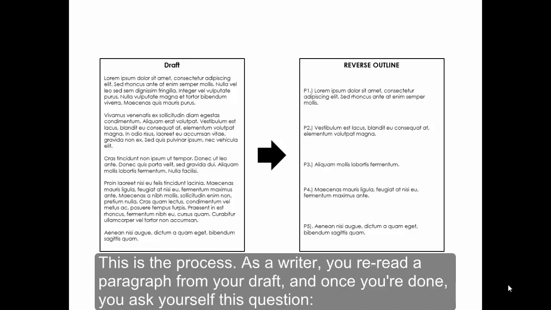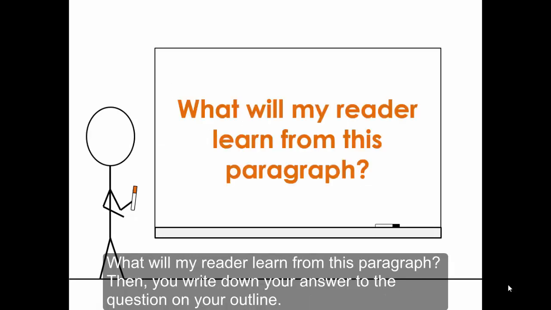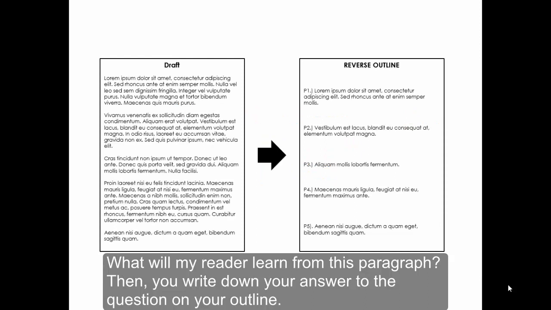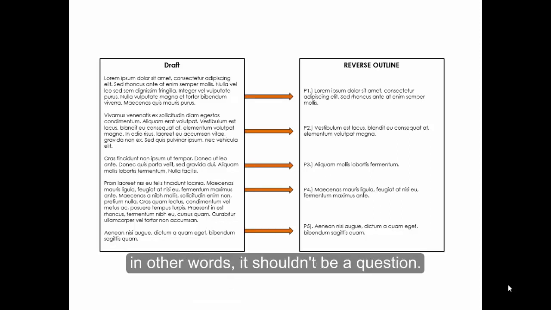This is the process. As a writer, you reread a paragraph from your draft, and once you're done, you ask yourself this question: what will my reader learn from this paragraph? Then, you write down your answer to the question on your outline. You should aim for one complete sentence per paragraph, and you should try to make it a declarative sentence. In other words, it shouldn't be a question.